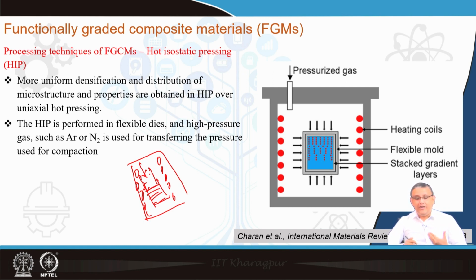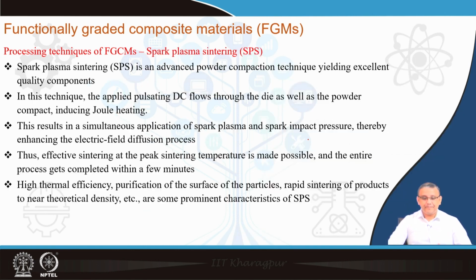However, in hot isostatic pressing or HIP, as you can see in this schematic diagram, the pressure is applied from all directions. Typically it is used under gas pressure, like argon or nitrogen gas pressure, and the container is a very flexible container, and because of that we have a much higher amount of densification. The properties of the final component, be it an FGM or a monolithic composite, are much improved compared to uniaxial pressing in vacuum hot pressing or any other such process.